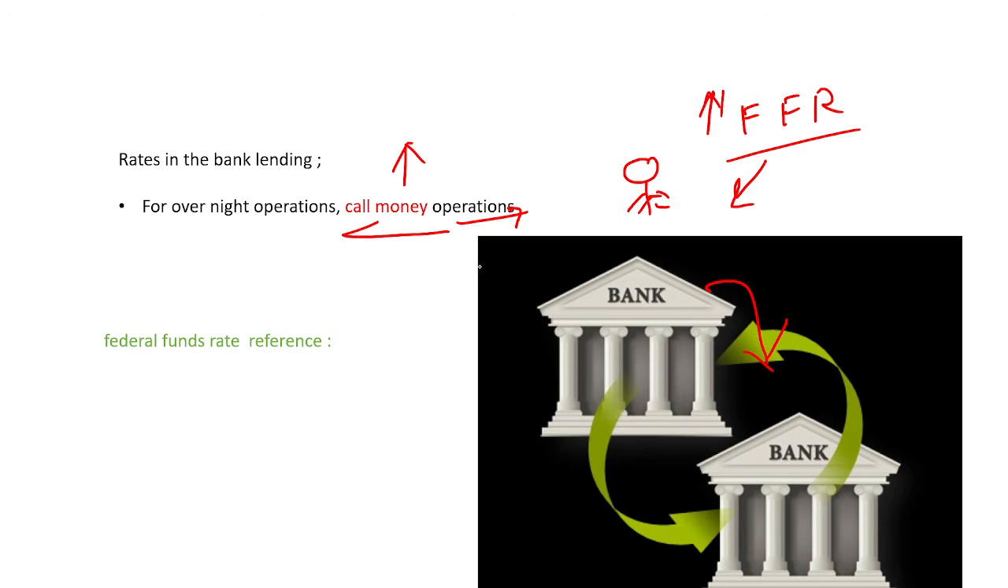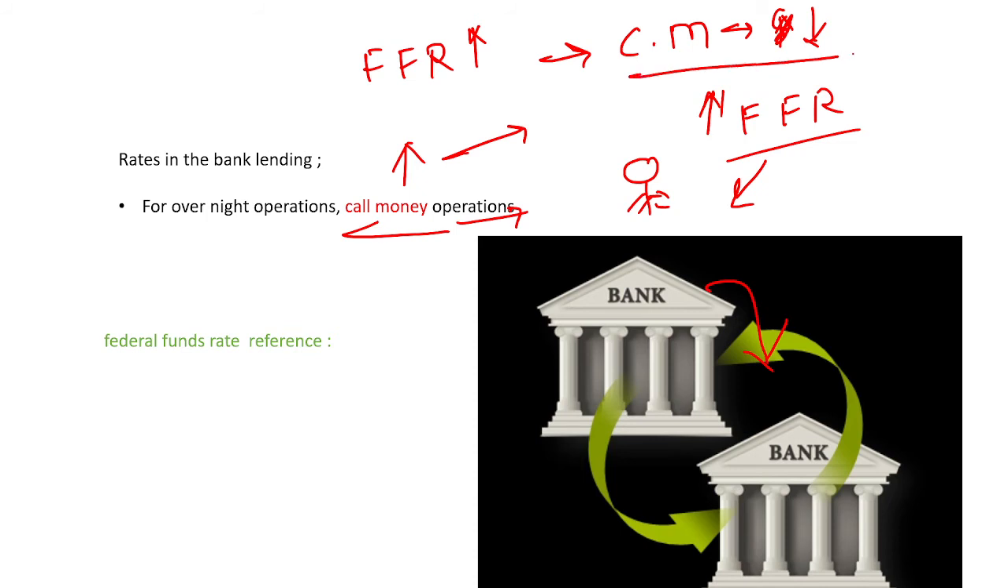So if the rates are increased, then the lending will be decreased, right? Because if the rates are increased, then other banks will think before taking any extra or unnecessary loans, right? So if the federal fund rates are increased, then call money operations will decrease, and this will decrease because not every bank can afford to take continuous loans as before, right?